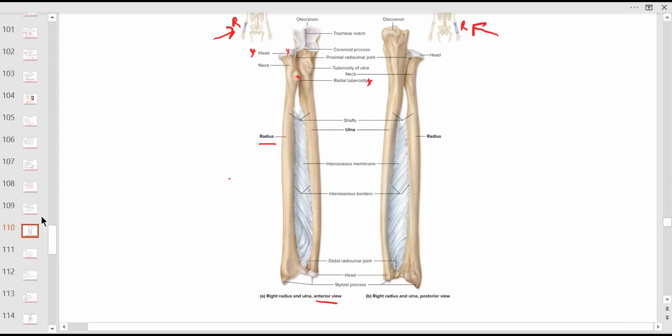Here's your styloid process, which is lateral. So you're going to have carpals down here in your wrist. Lateral. Remember, radius is on the thumb side, lateral. I know I keep saying that. That's really important.